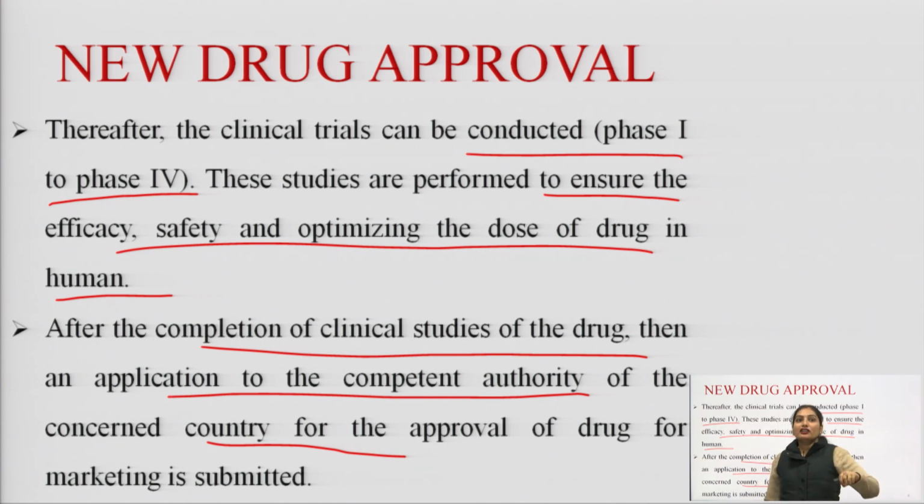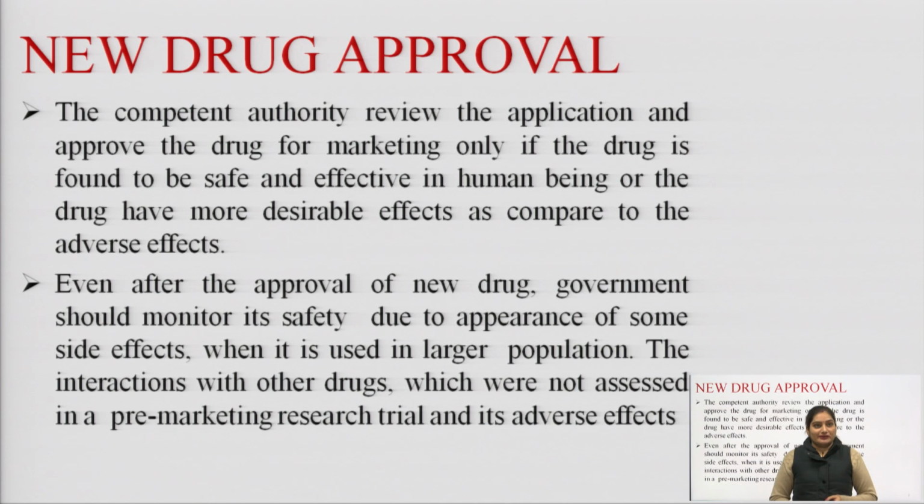after getting the data from the clinical trial reports, after performing these studies and after getting the assurance about the efficacy, safety and optimization of dose of drug, the next step will be for the approval of the drug for the marketing, and this is the process for getting the approval of drug for the marketing, and the process is known as the new drug approval process.